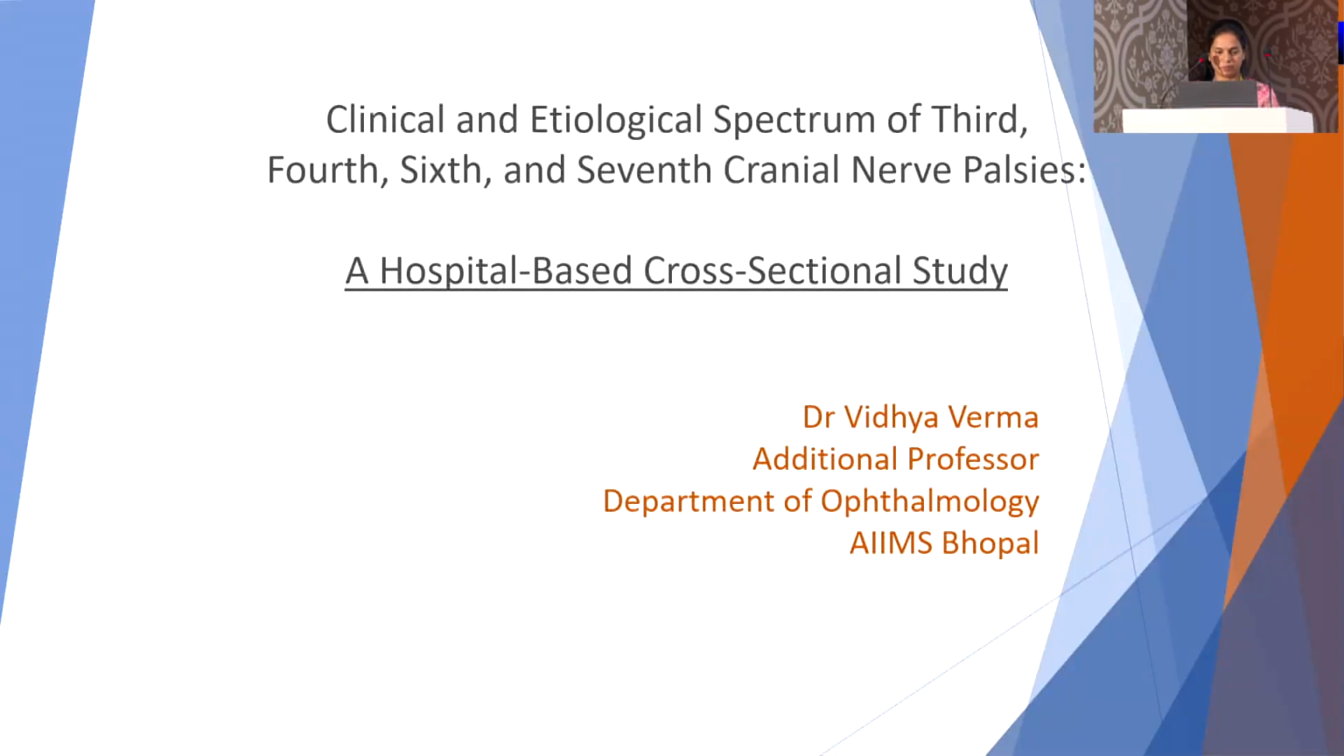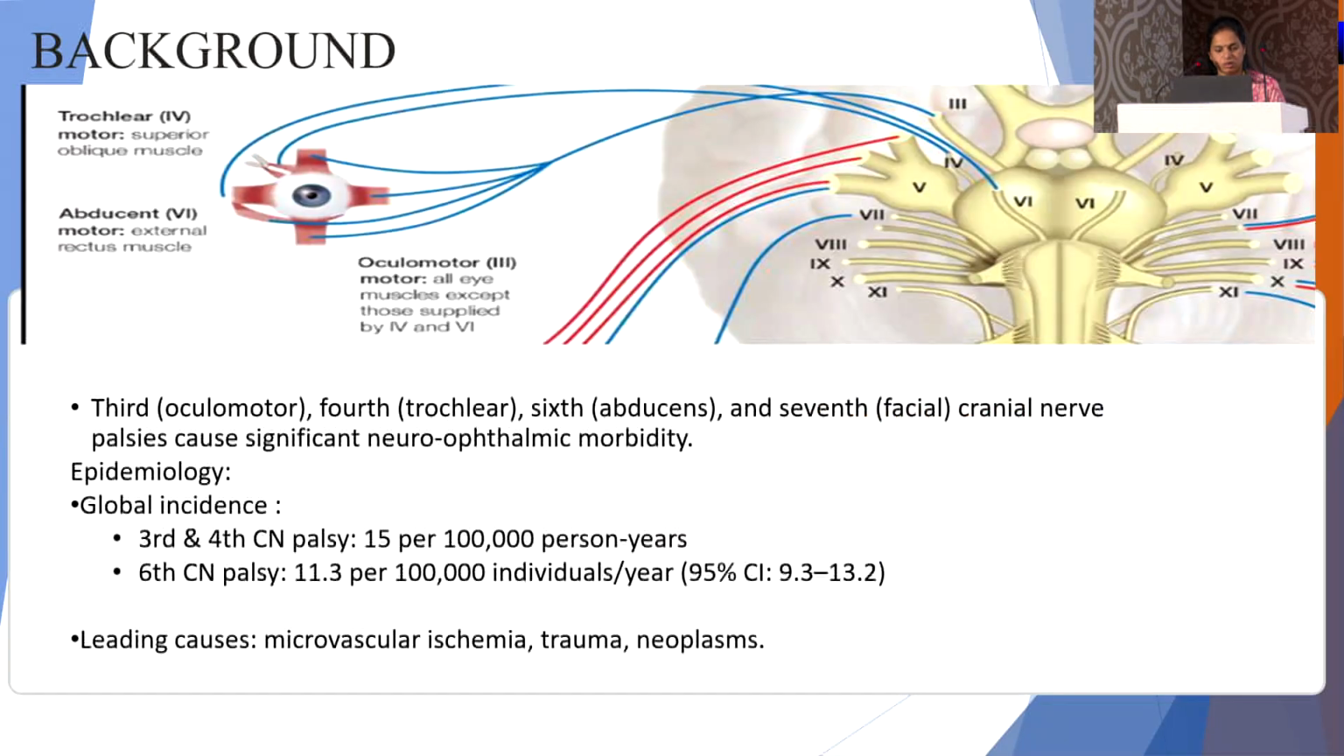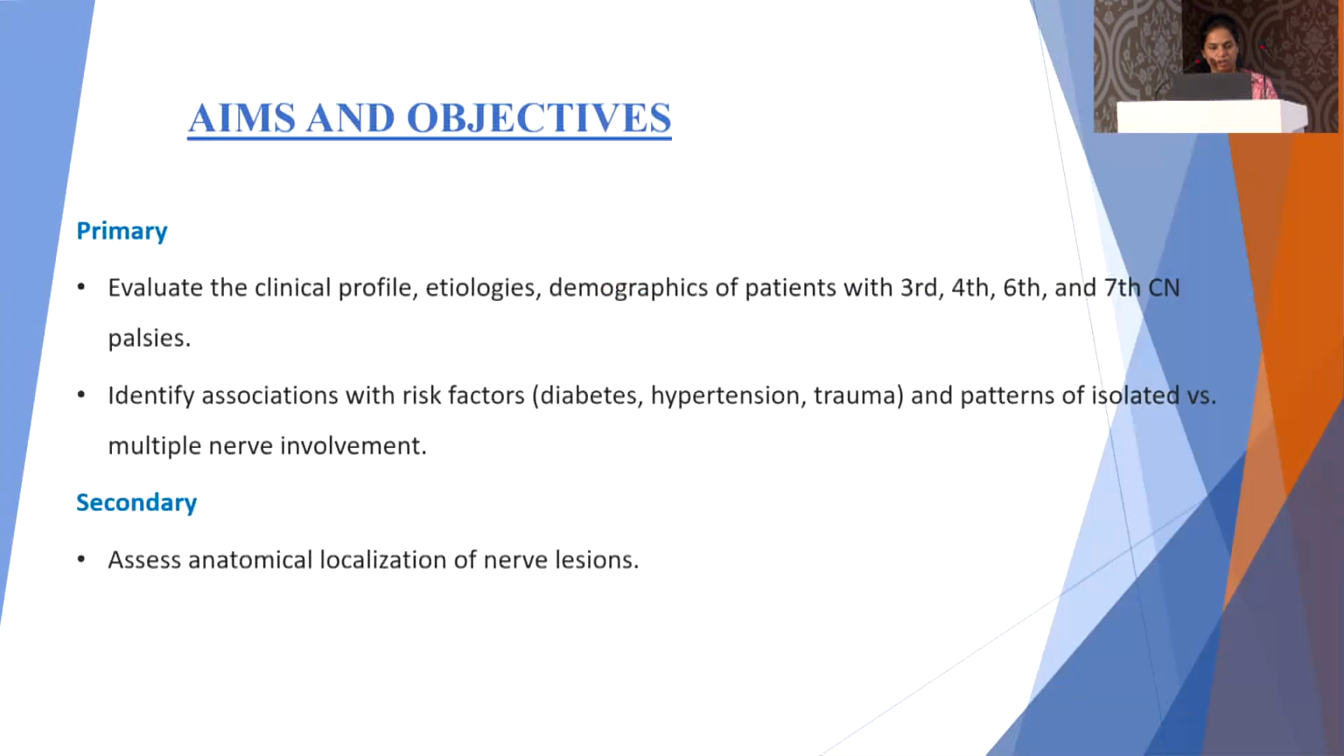Good morning, everyone. Thank you, organizing committee, for giving me this opportunity. Here I am presenting the clinical and etiological spectrum of 3rd, 4th, 6th, and 7th cranial nerve palsy. It is a hospital-based cross-sectional study. As we know, 3rd, 4th, 6th, and 7th cranial nerve palsies cause significant neuro-ophthalmic morbidity. Global incidence is 11.3 per 1 lakh for the 6th nerve and 15 per lakh for the 3rd nerve. Leading causes are microvascular ischemia, trauma, and neoplasm.